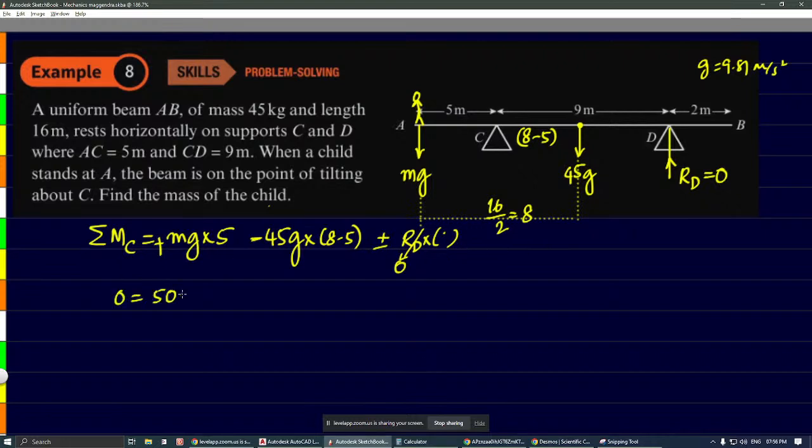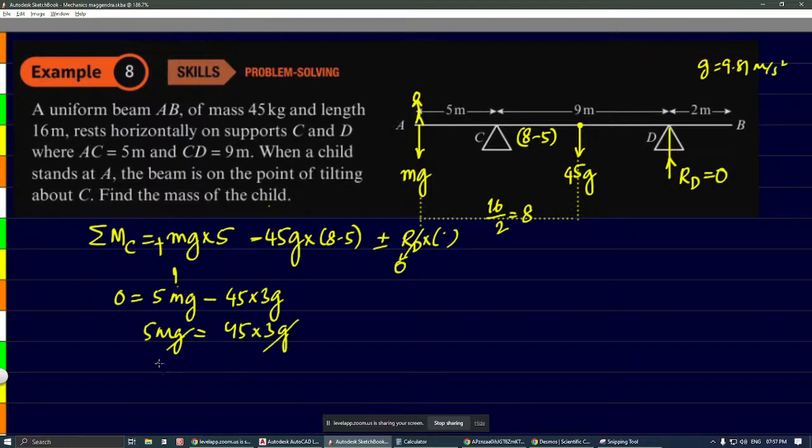So 5 mg, and 8 minus 5 is 3. So 45 into 3g. Okay, we are supposed to find the value of m, right? So this total should be equal to 0. So m is the value we are interested in finding. So 5 mg equals 45 into 3g.